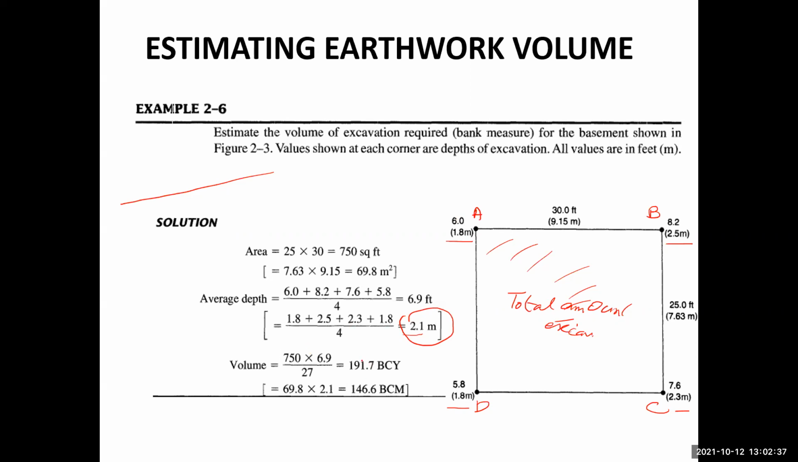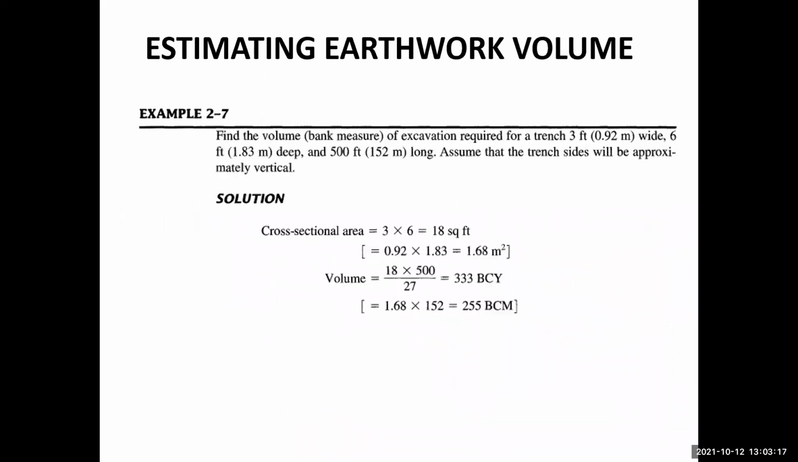Okay. So therefore, the total volume excavated will be the depth multiplied by the area. So area is 9.15 meter times 7.63 meters. So the total area excavated will be 69.8 square meters. So 69.8 multiplied by 2.1, that is 146.6 bank cubic meter volume will be excavated in this case. So this is one very simple example.